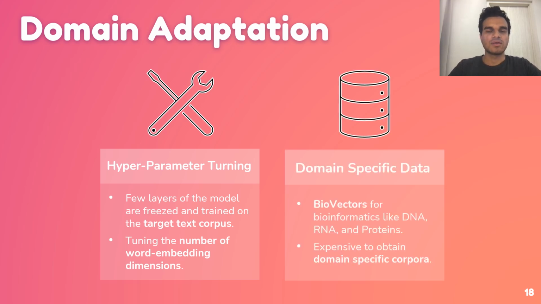This has been done in word2vec embeddings. Word vectors for bioinformatics, known as biovectors, are used in DNA, RNA, and protein studies. The limitation of this method is that it is very expensive to obtain a domain-specific corpus since it is not commonly available on the internet.